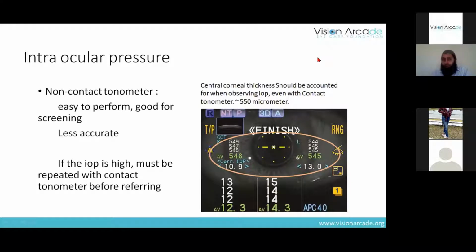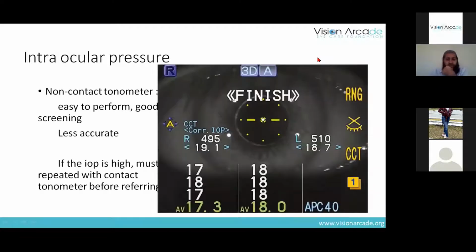So if I'm recording the pressures in the patient's file, I will record the normal pressures, i.e. 12.3 and 14.3 in this example. But it is good to know how the pressures are adjusted, and this machine will help us in our decision of referring on to the hospital service.